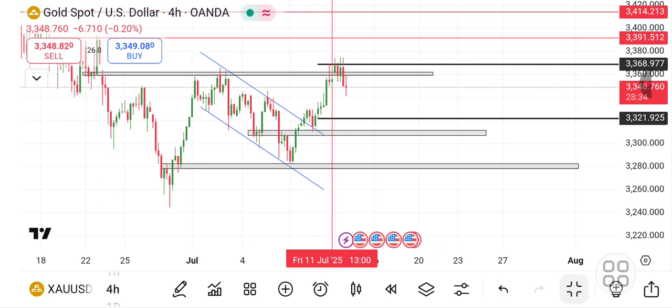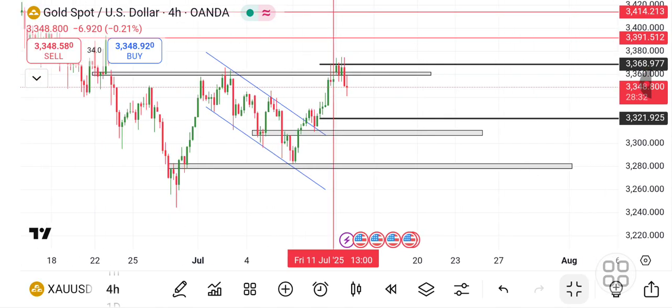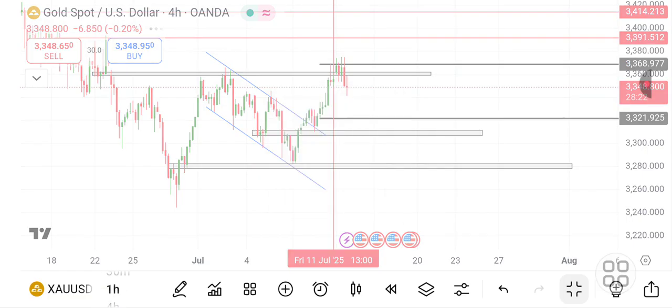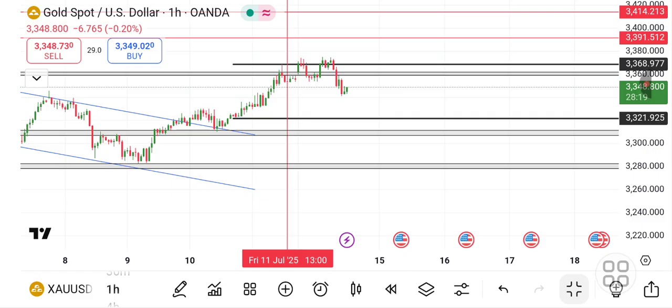So what do you see? We are seeing that the market formed a bullish flag, broke it, then moved up. So we're expecting bullish movement. So in the 1 hour, also expecting the same things: trend lines, supply and demand, and support and resistance also.